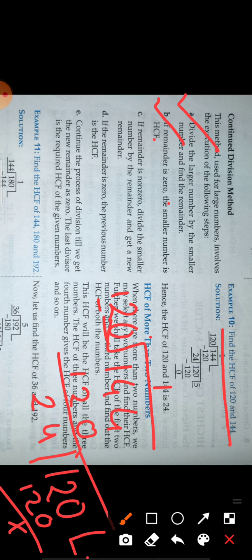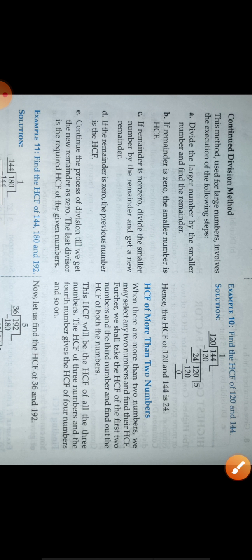resultant. So let me read the fourth point. If the remainder is 0, then previous divisor is the HCF. So here our remainder is how much? Remainder is 0. So this divisor 24 is our answer. This number 24 is our HCF. Okay, so in this way we have to find out the HCF. So we have to divide the larger number by the smaller number, and we have to divide until we get the 0 resultant.